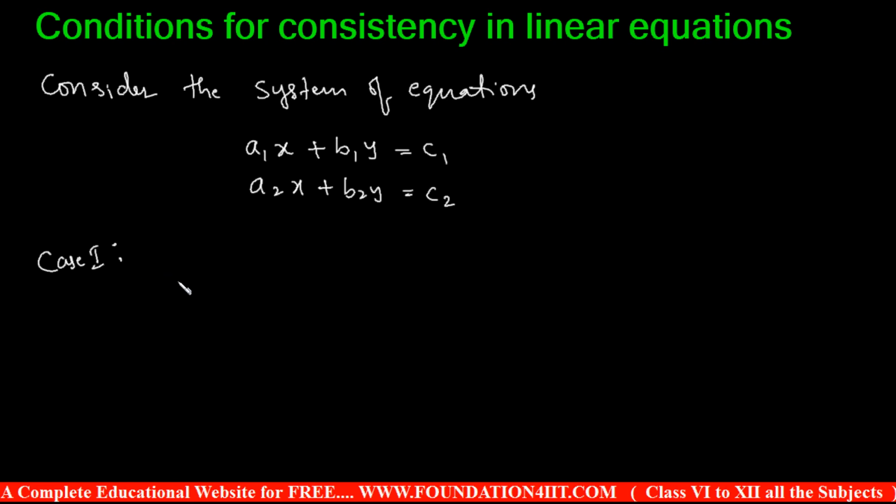In case 1, if a1 by a2 is not equal to b1 by b2, from the linear equations, that is equation 1 and equation 2, where a1 by a2 means the division of x coefficients and b1 by b2 the division of y coefficients, then the lines will intersect and we'll get one unique solution. Only a unique solution, and they are said to be consistent. So let's take one example and I'll show.